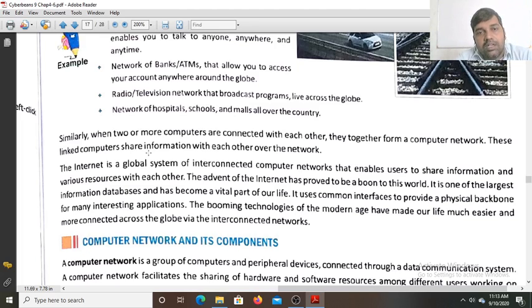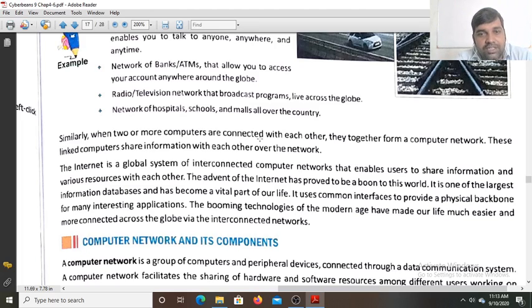Similarly, when two or more computers are connected with each other, they together form a computer network. And these linked computers share information with each other over the network. So when many computers are connected with the help of network cables, like in a particular office, two, three, four computers are connected, that is also a network. That is called a LAN, local area network. And with the help of the LAN cable, we can transfer information and files from one computer to another computer without the internet.